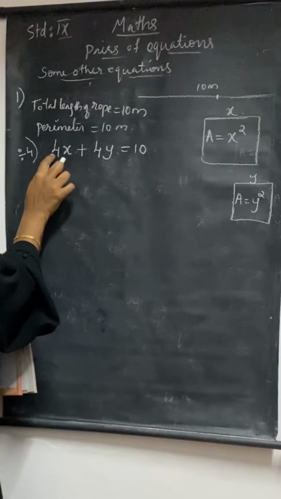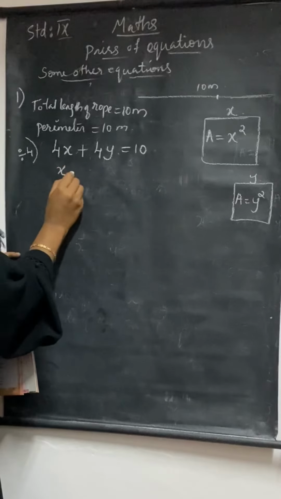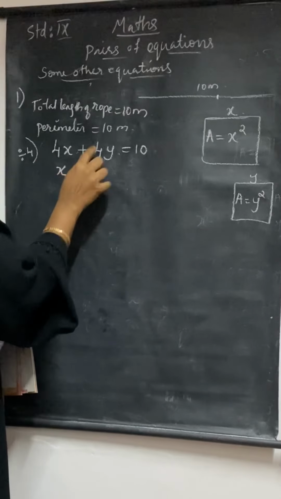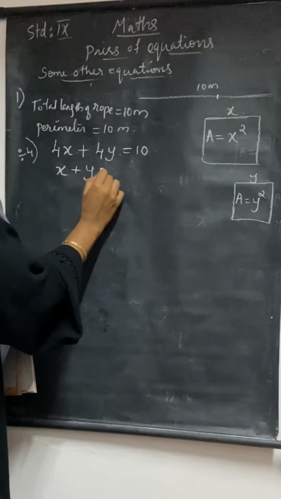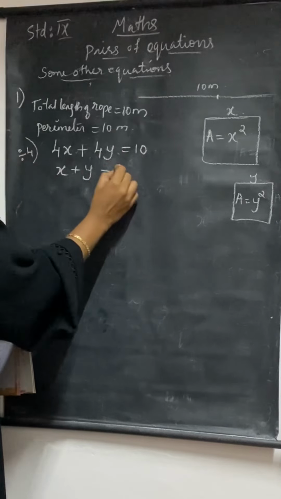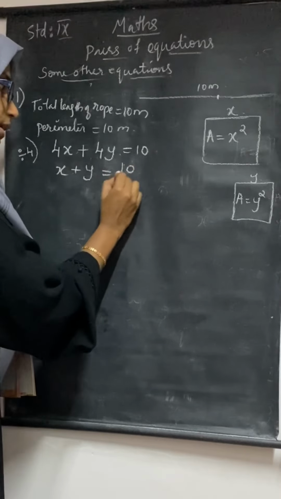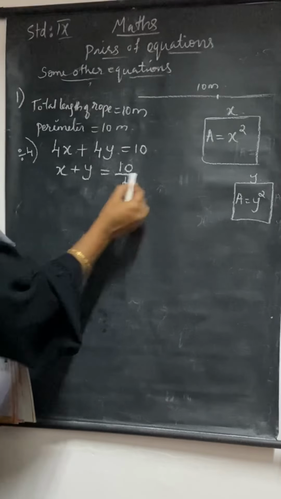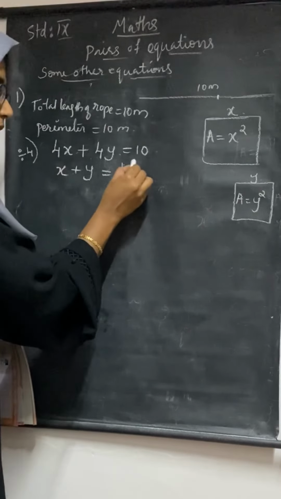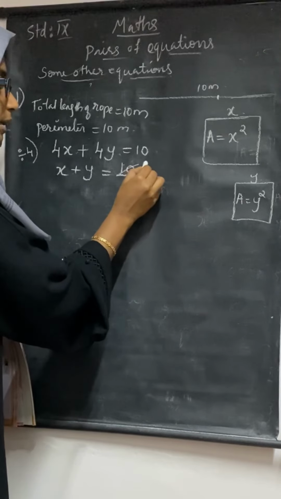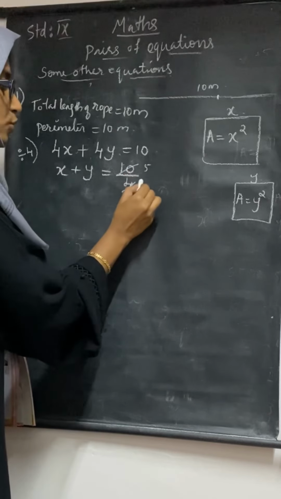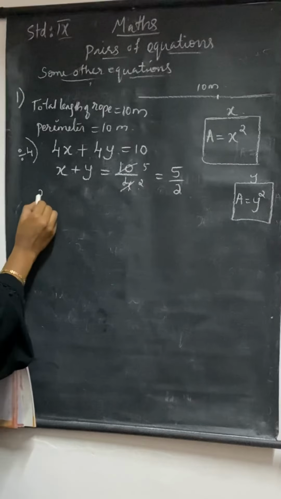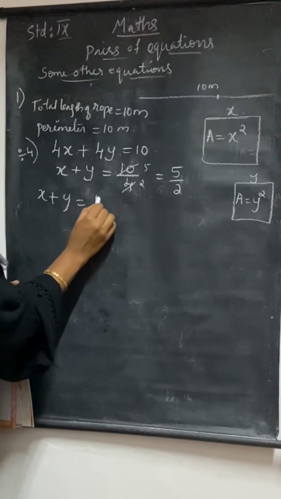So if I divide 4 by 4, it will be 1x. It's divisible. 4 ones are 4. So 1x plus here also 4 by 4 means 1y is equal to here 10 by 4. It is not divisible, but we can write 10 by 4. So I can make shorter here. That means I can divide by 2 again here. 10 by 2 means 5, 4 by 2 means it is 2. So I can write it as 5 by 2 here. So I can make an equation, x plus y is equal to 5 by 2.